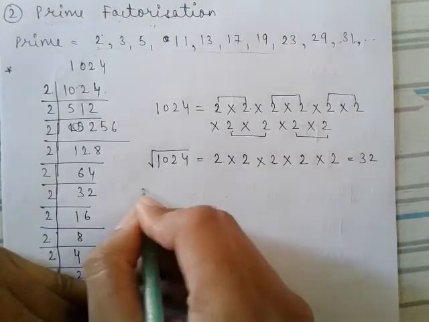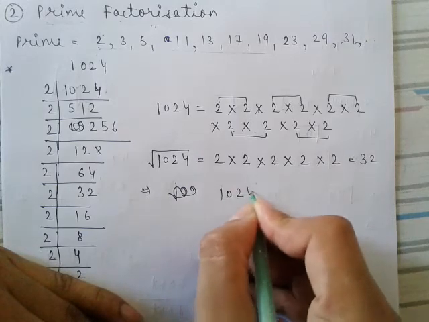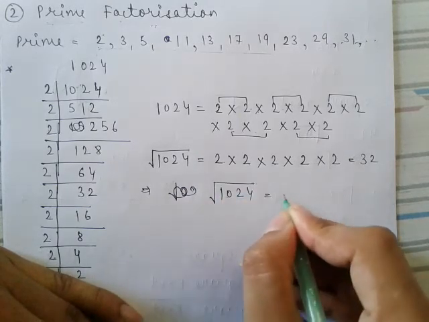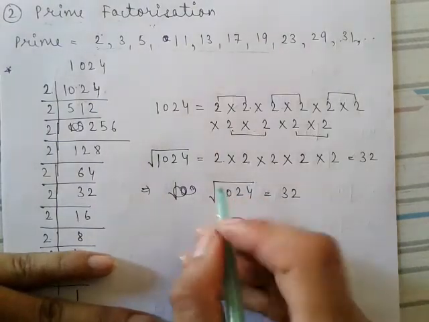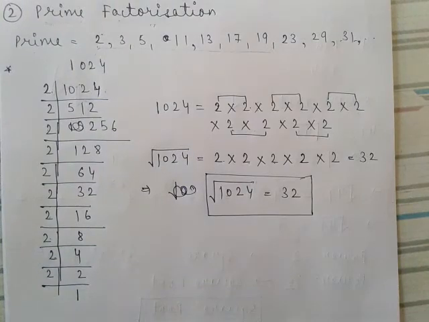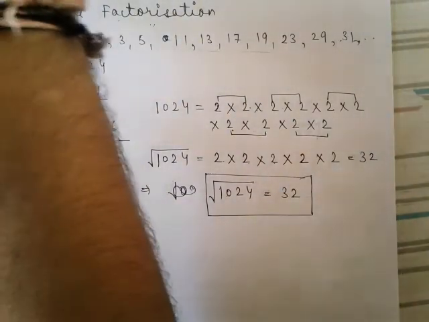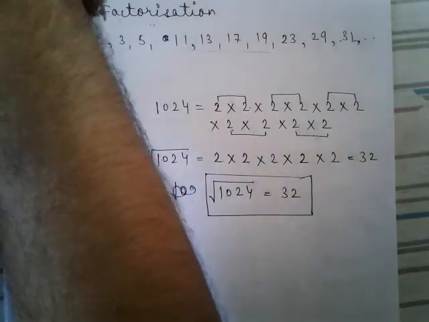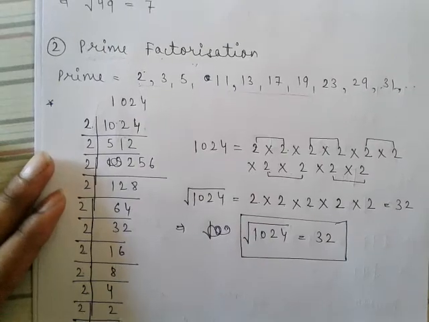Okay, so that means 1024 has the square root of 32. That means 32 square is equals to 1024. Okay, this is what the prime factorization method is. Okay, so I think you understand the prime factorization method also.